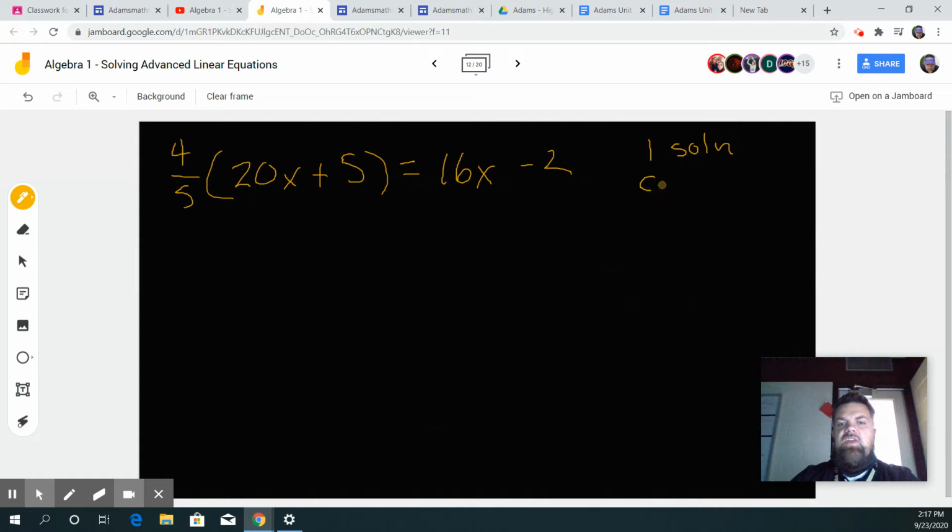We can have infinitely many solutions. That's an infinity symbol, right? The sideways 8 is infinity. And we could possibly have no solution. And when we start graphing linear equations, I'll explain what that means.